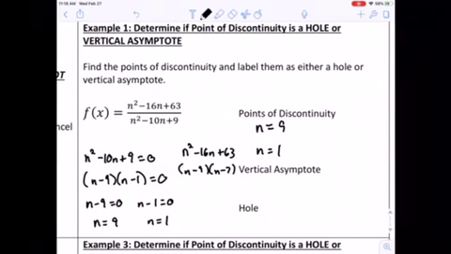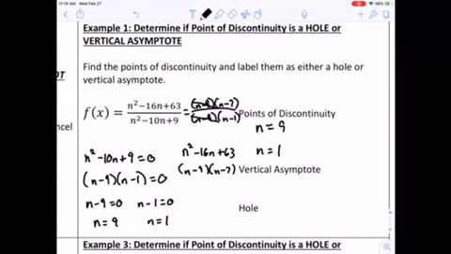Okay, so now if I rewrite this fraction, we get n minus 9 times n minus 7 over n minus 9 times n minus 1. Okay, I'm looking at the factors, not what we solved for. Now, in this case, we see that n minus 9 and n minus 9 are the same on top and bottom. We can cross those out.